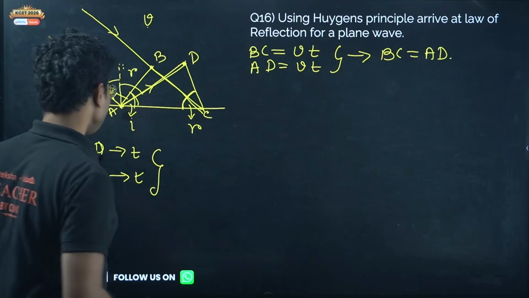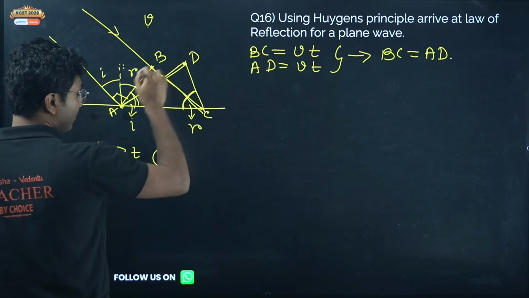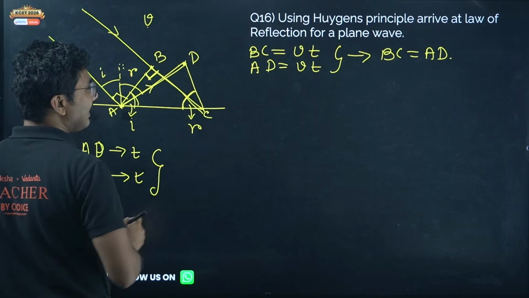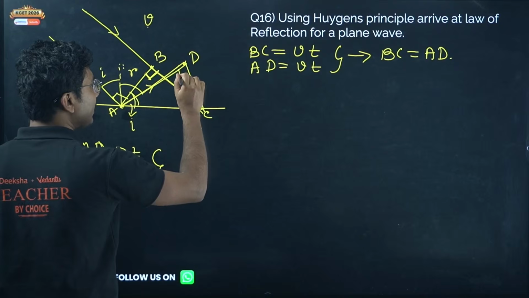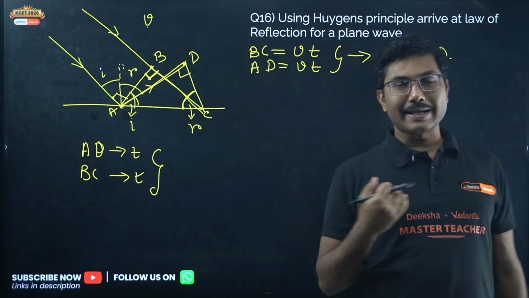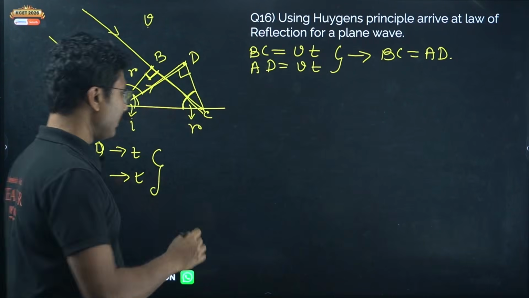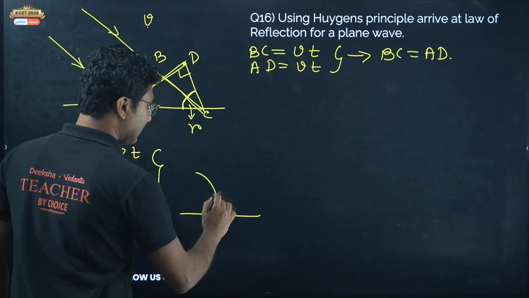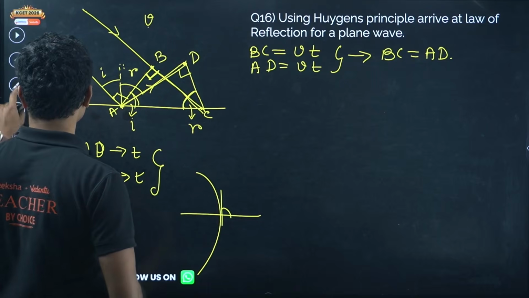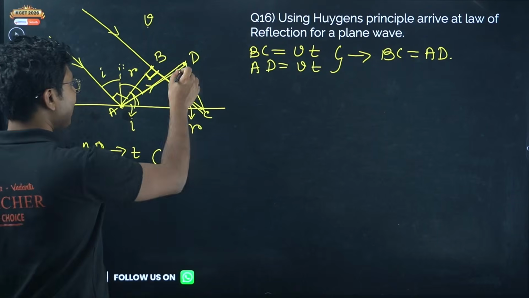Now AD is a wavefront, so this angle is 90 degrees. Again, CD is also a wavefront, so this angle will also be 90 degrees. A wavefront always makes an angle of 90 degrees with the ray. No matter what type of wavefront it is, even if it is a spherical wavefront, it makes an angle of 90 degrees with the ray. So remember that. That's why this angle must be 90 degrees.